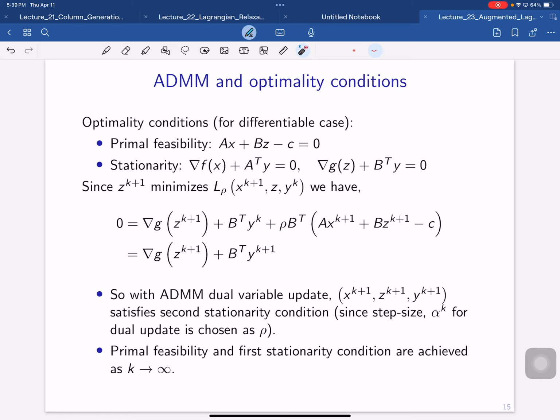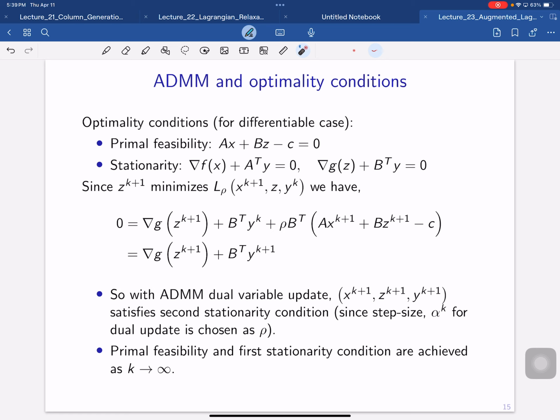Yes? So, if one of the variables reaches convergence, like the minimum value, does it guarantee that the other variable also will reach the minimum at that fixed value? If one of the primal variables obtains optimality, does that guarantee optimality?